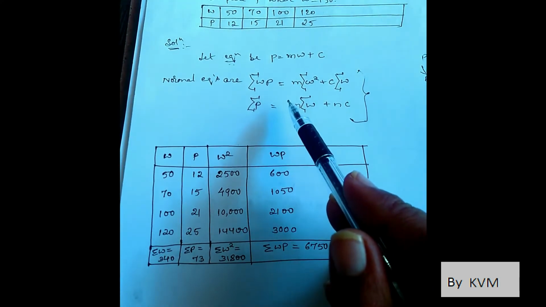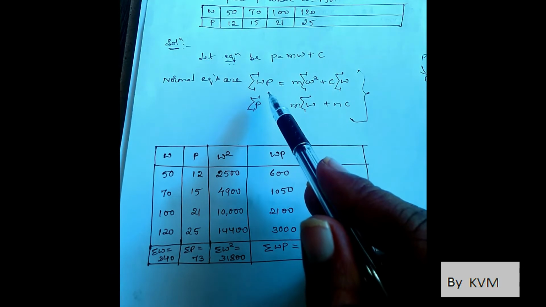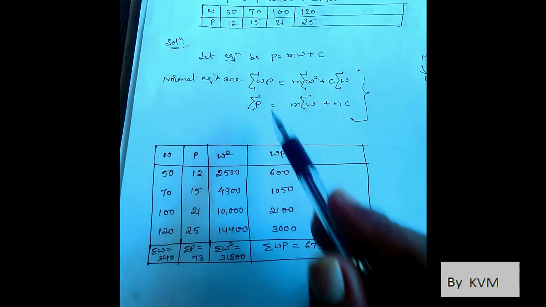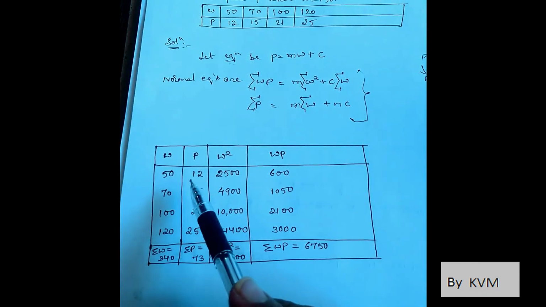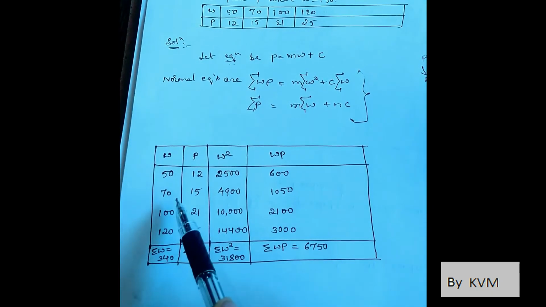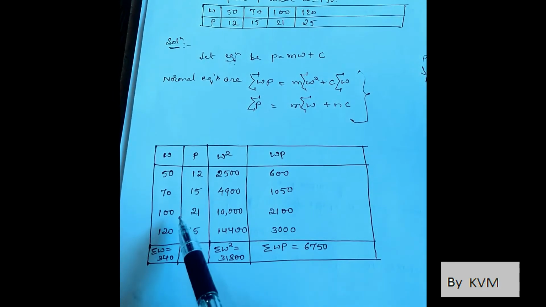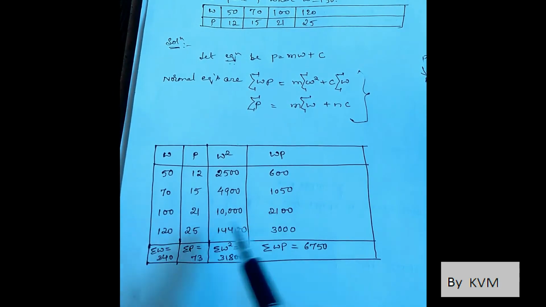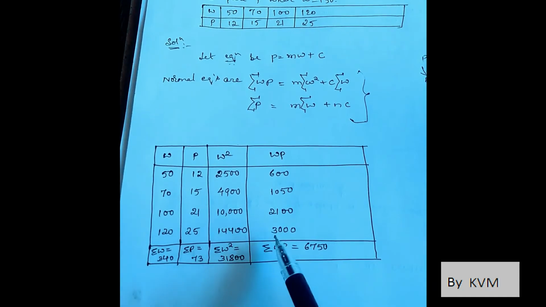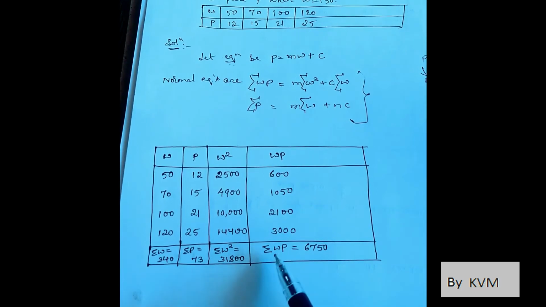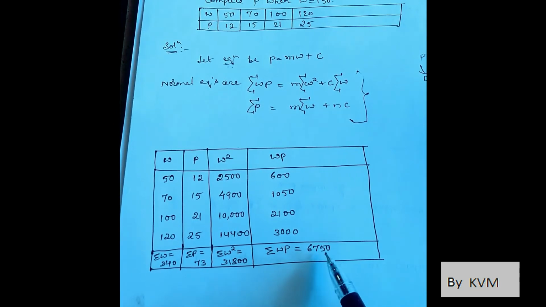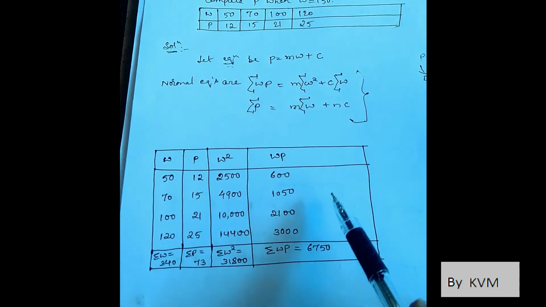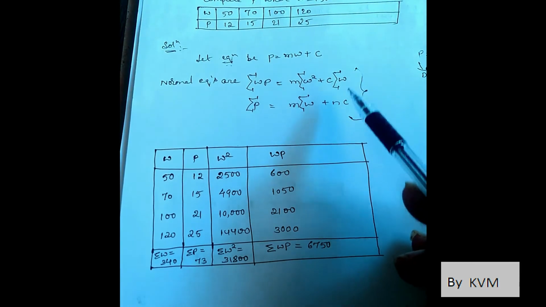Now from the first normal equation, we need sigma WP. Find the product of W and P, then add all the values. 50 into 12, 600; 70 into 15, 1050; 100 into 21, 2100; 120 into 25, 3000. So summing up all the values, sigma WP equals 6750. So after constructing the table, substitute all the values in these two normal equations.